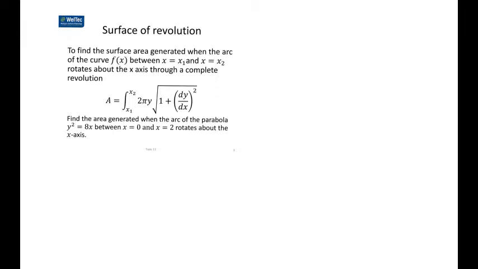All we have to do is find the various bits from the function that we're given and put them in the right place. We're told that y squared equals 8x. So we can write that y is equal to the square root of that, which would be 2 root 2 x to the half. Then we need the derivative of y, dy by dx, which would be root 2 x to the negative a half.